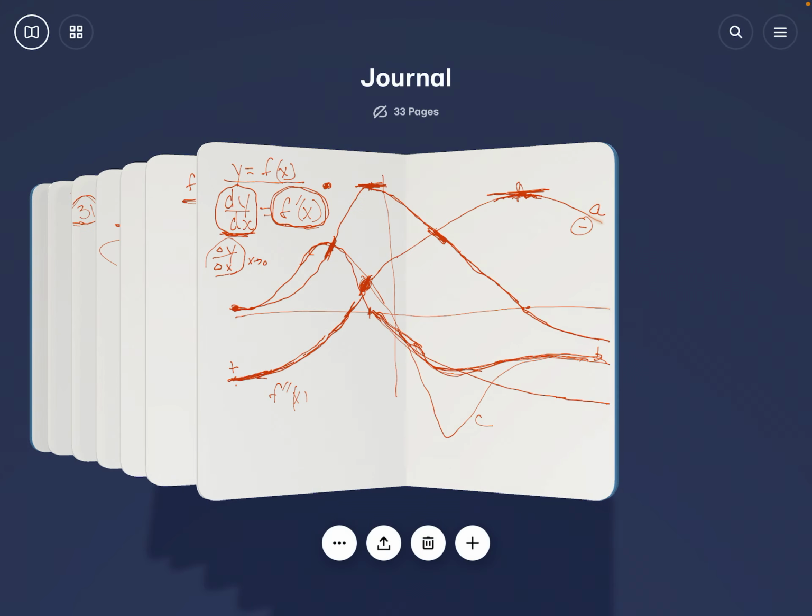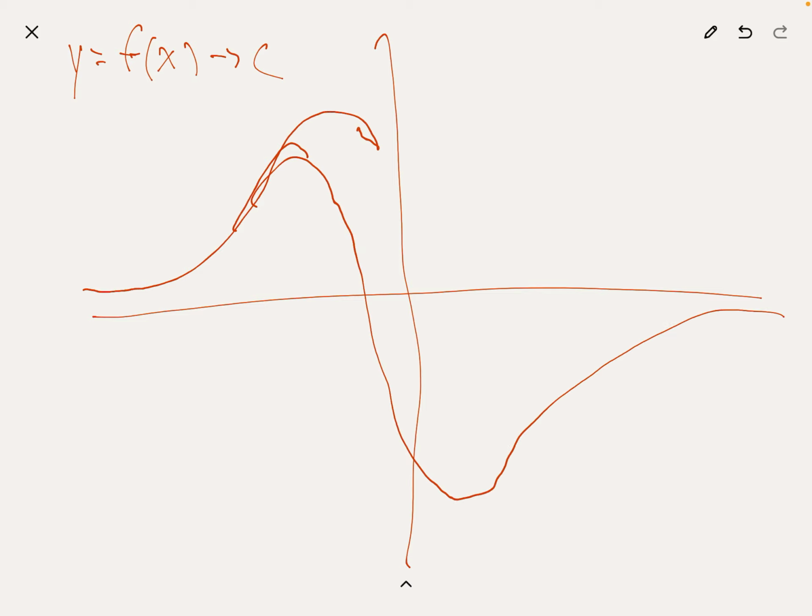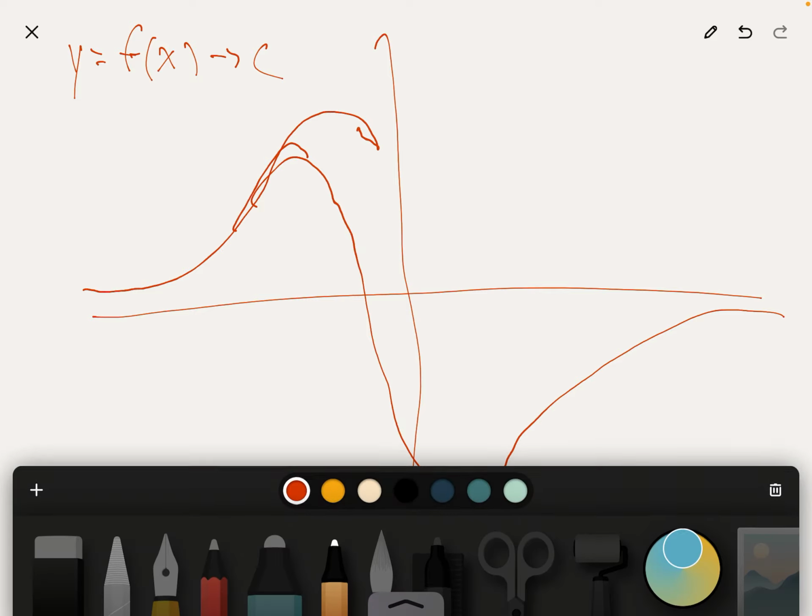Let me go to a new page. What if we had chosen C as our f of x? What if we said, okay, I think it's C? Well, let's sketch out C.